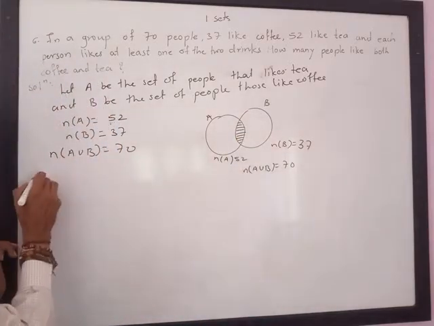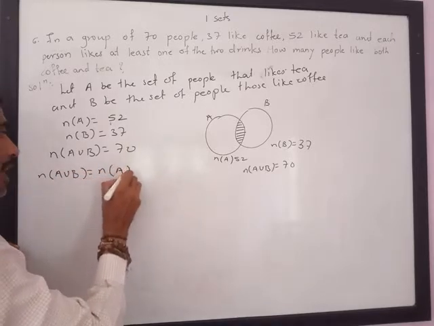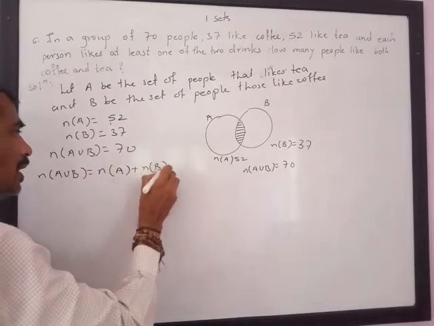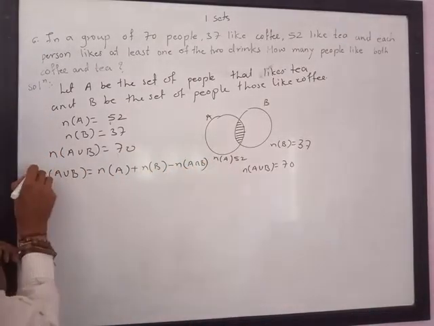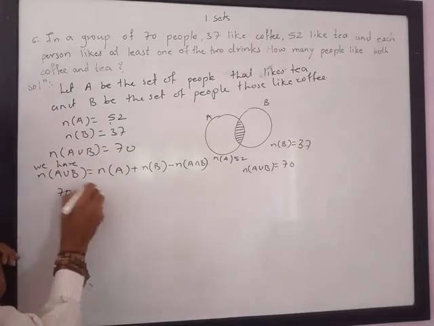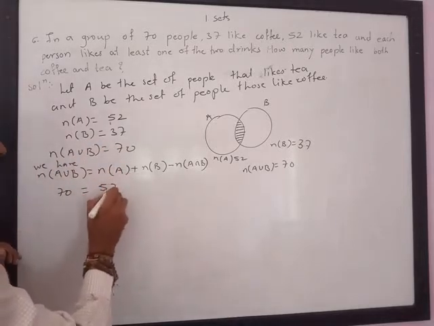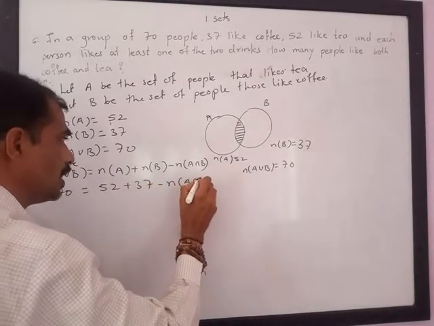So we have the formula. Number of elements in A union B is equal to number of elements in A plus number of elements in B minus number of elements in A intersection B. So this is the identity we have. Just putting in the values we will get the solution. 70 is equal to 52 plus 37 minus number of elements in A intersection B.